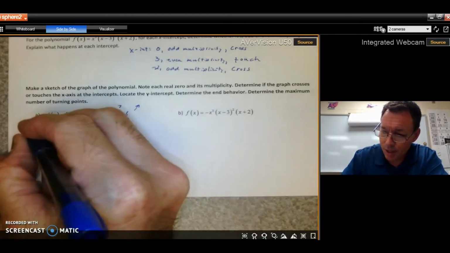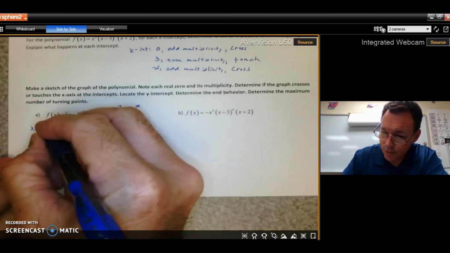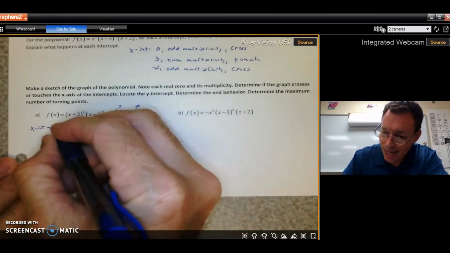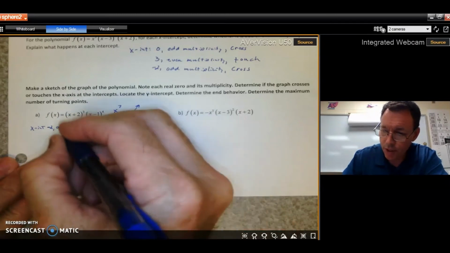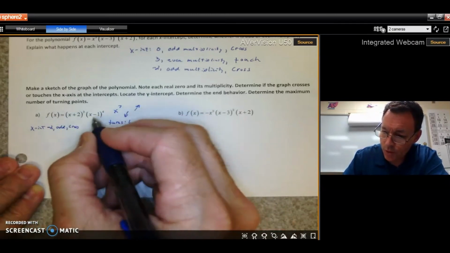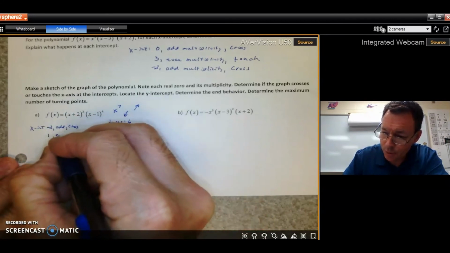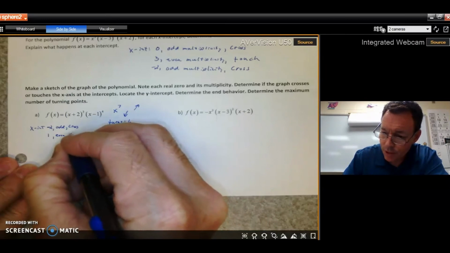We know some intercepts. Our x-intercepts would be negative 2. Notice that is an odd multiplicity, so we know we're going to cross. We also know positive 1 is an x-intercept. That's an even multiplicity, so we know it's going to touch.